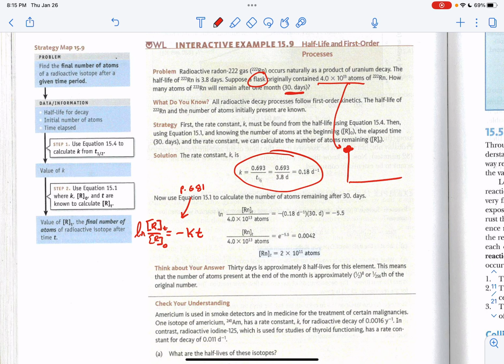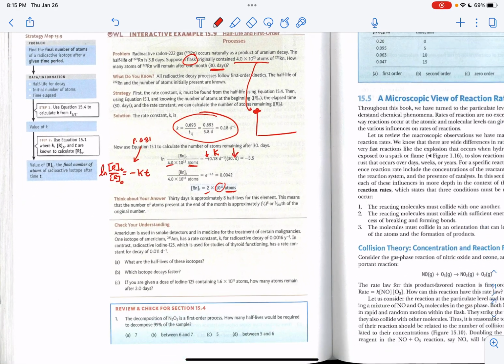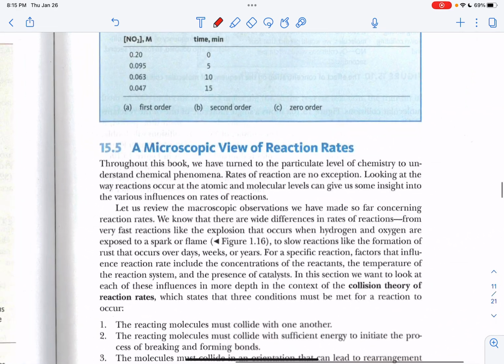And here's your decay constant k. Notice the negative sign because it's diminishing. 30 days. And we started with atoms, so we're going to end with atoms. And so you can see we went from 10 to the 13th down to about 10 to the 11th. We reduced it by, let's say, a factor of about 200. Because we went from 4 down to 2, and 10 to the 13th down to 10 to the 11th. We will continue on with section 15.5 in the next screencast.